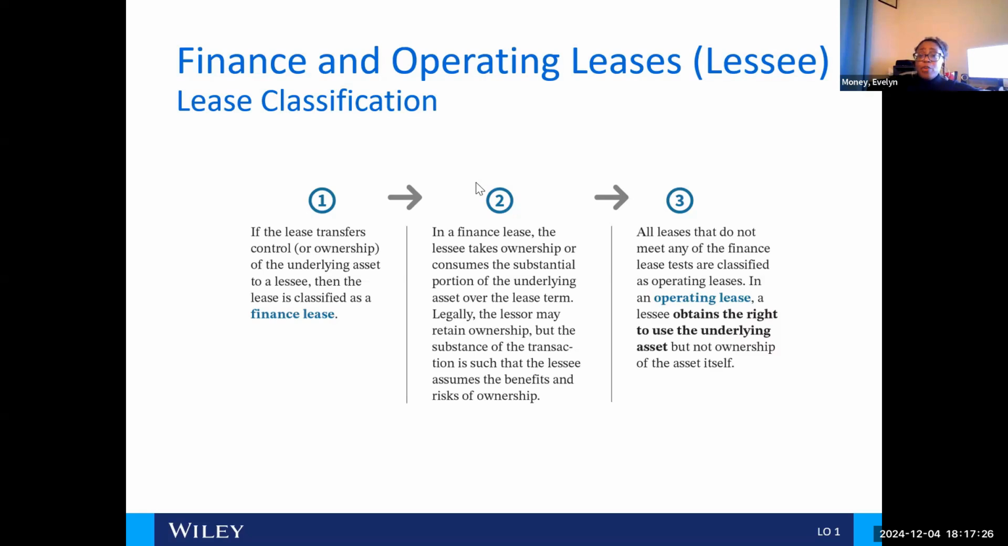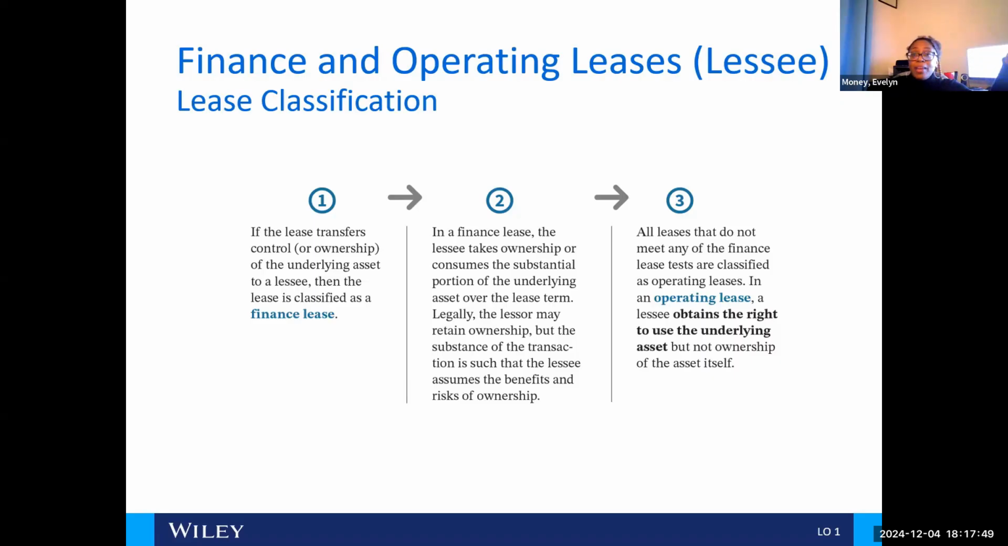So we have quite a few criteria that we have to go through to determine whether a lease is a finance lease or an operating lease. The interesting thing about these criteria, I think there are like 5 or 6 of them, is that all you have to do is meet one. As long as you meet one, then the lease needs to be classified as a finance lease.